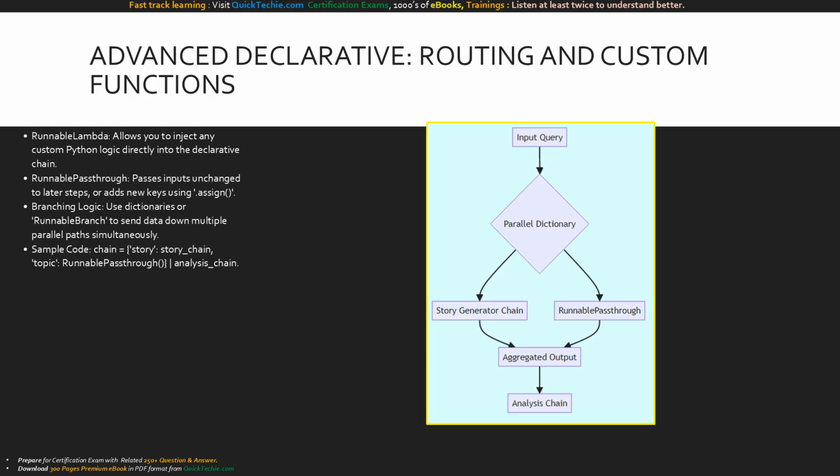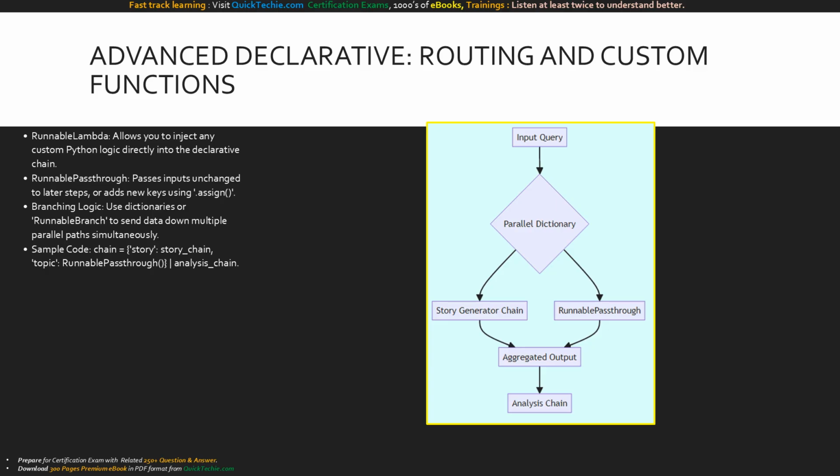You can also build complex branching logic. By using a dictionary mapping inside your pipeline, you can route the same input to multiple different chains simultaneously. LangChain will execute these parallel branches concurrently, drastically optimizing the total processing time of your AI workload.